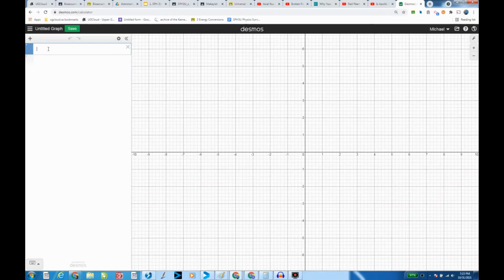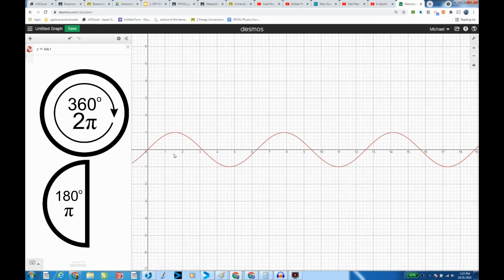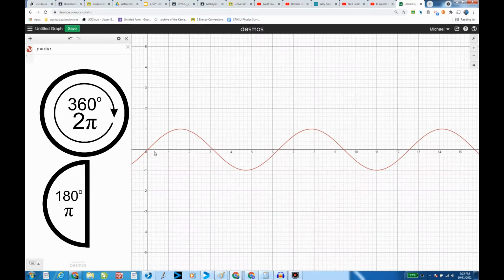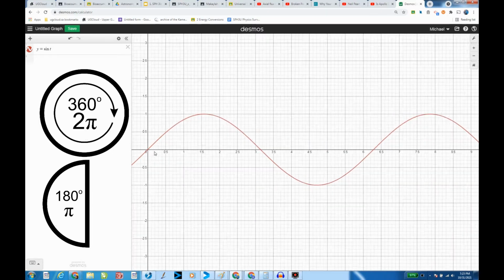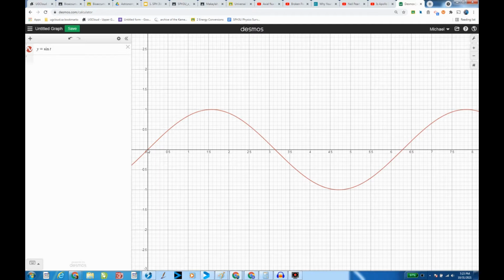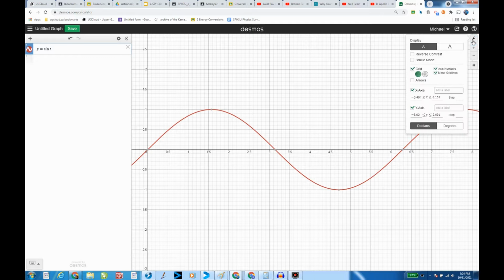We're going to look at a sine wave again using Desmos. So y equals sine t. We're in radian mode, so it makes sense that the wave completes itself in 2 pi radians. 0 degrees, up here is 90 degrees, 180, 270, and 360 when we're in radian mode. That's what I want you in right now.